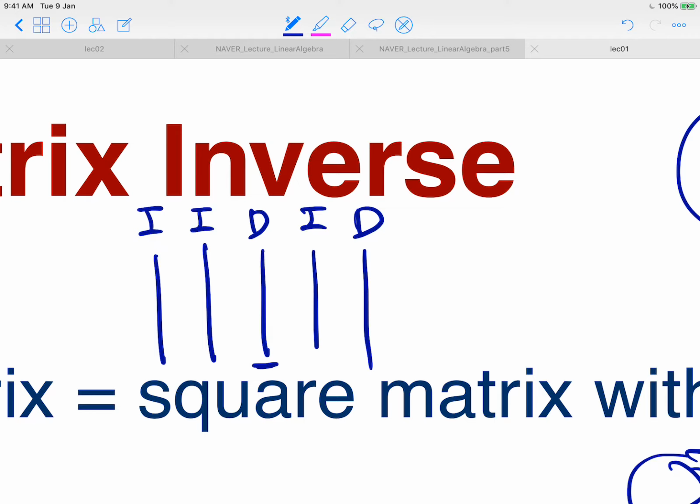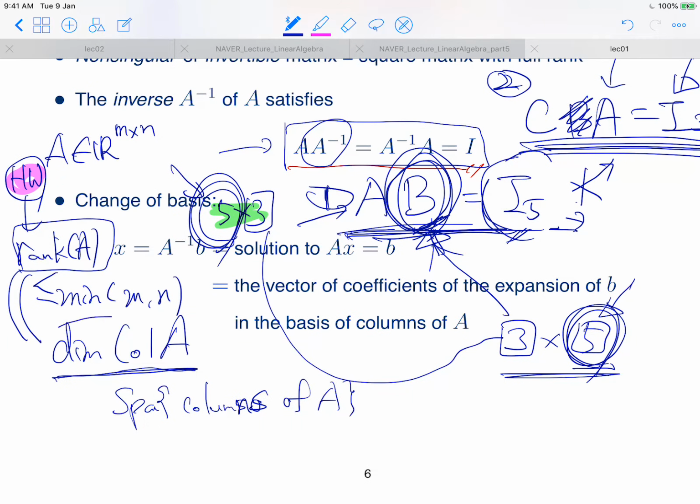And then what about this? So 5 by 3, and then we have 3 columns, right? So the maximum possible rank value will be 3, right? But why should the rank also be restricted to be smaller than m, the number of rows?